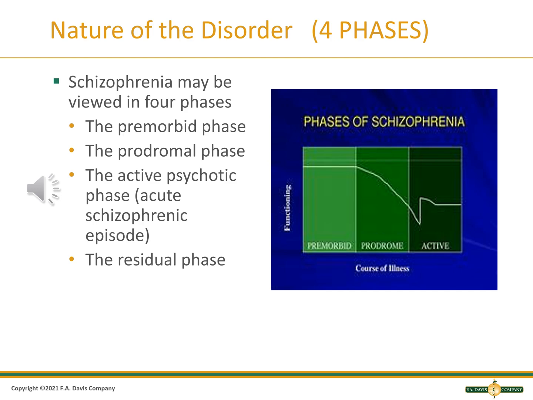Let's look at the different phases of schizophrenia. The pattern of development of schizophrenia may be viewed in 4 phases: the premorbid phase, the prodromal phase, the active psychotic phase, and the residual phase. We will discuss each of them in the next slides.